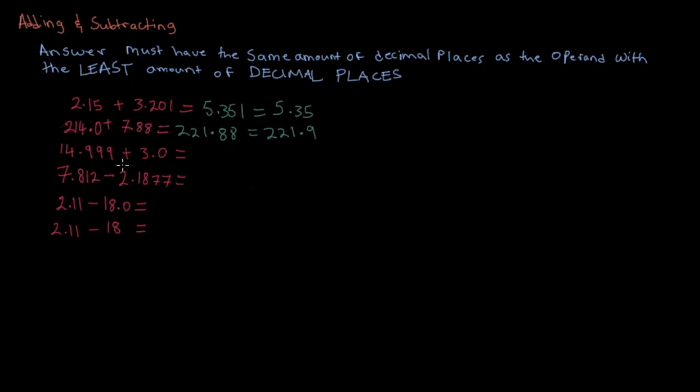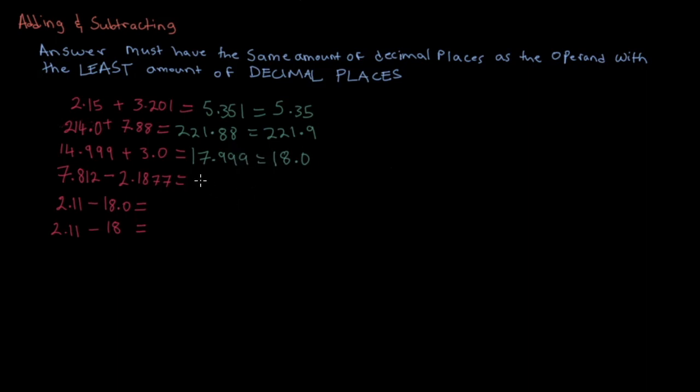Okay. How about down here? Another one. So 14.999 plus 3.0. Okay, so this one has 3 decimal places, and this operand, 3.0, has only 1 decimal place, so that means our answer should only have 1 decimal place. So our answer would be 17.999, but to the right amount of decimal places, we're going to write this to just 1 decimal place. So that means our answer will be 18.0. We would have to round up.